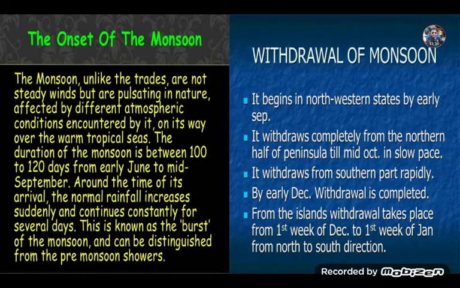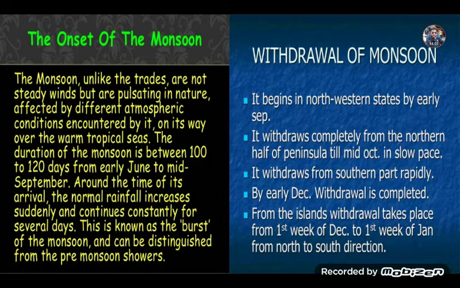So the monsoon, unlike the trades, is not a steady wind, but is pulsating in nature, affected by different atmospheric conditions encountered by it. The duration of the monsoon is between 100 to 120 days, from early June to mid-September. Around the time of its arrival, this is known as the burst of the monsoon and can be distinguished from the pre-monsoon showers.